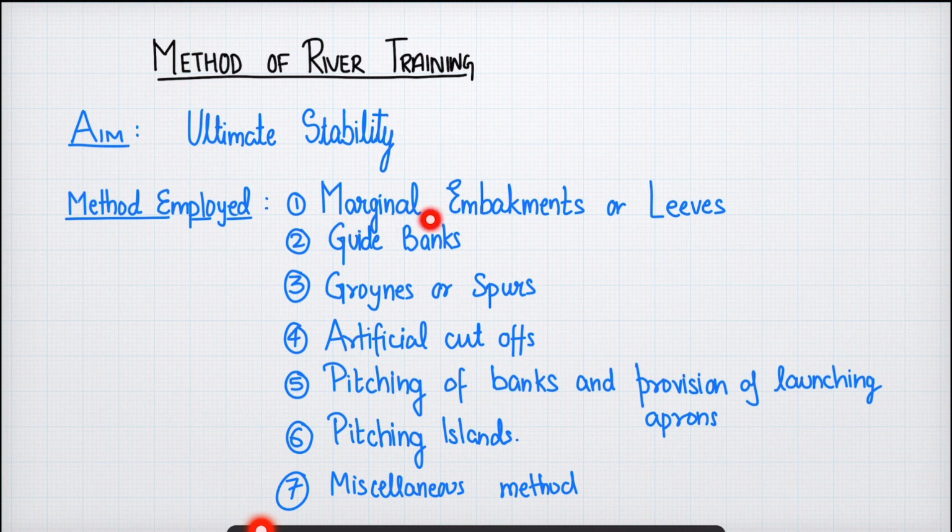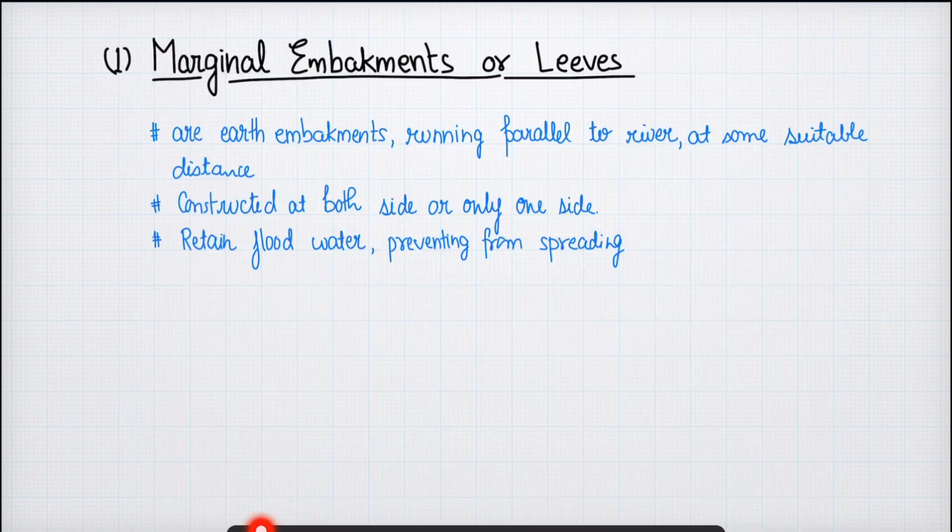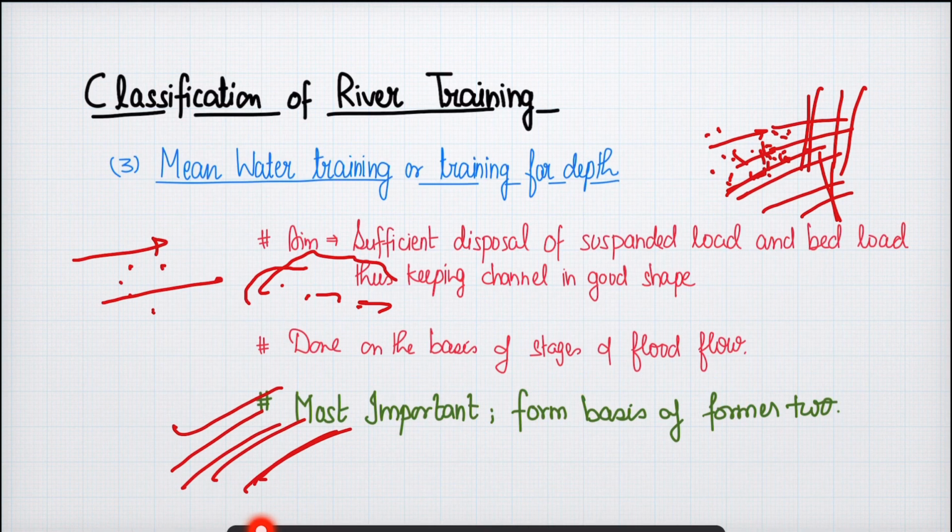There are certain structures that are constructed that ensure the ultimate stability. The first is the marginal embankments or levees. The second is the guide banks. The third is the groynes, also called spurs. Then we have artificial cutoffs, pitching of the banks, the provision of launching aprons, pitched islands, and then certain miscellaneous methods by which this river training work can be achieved. Okay, so in the next lecture, we are going to discuss these structures. All right, so we'll stop here as the basic introduction of the river training work.